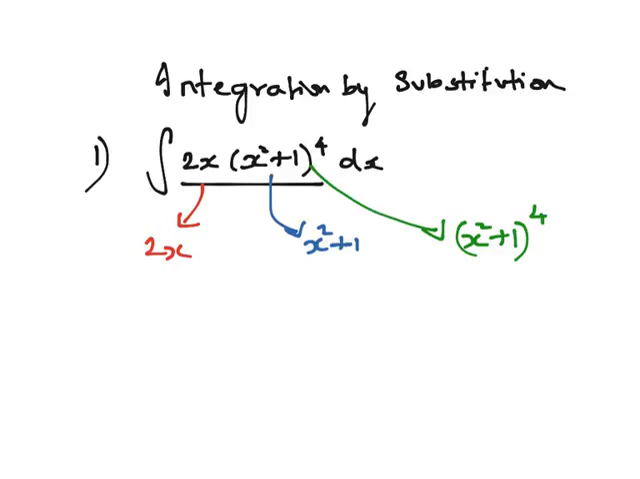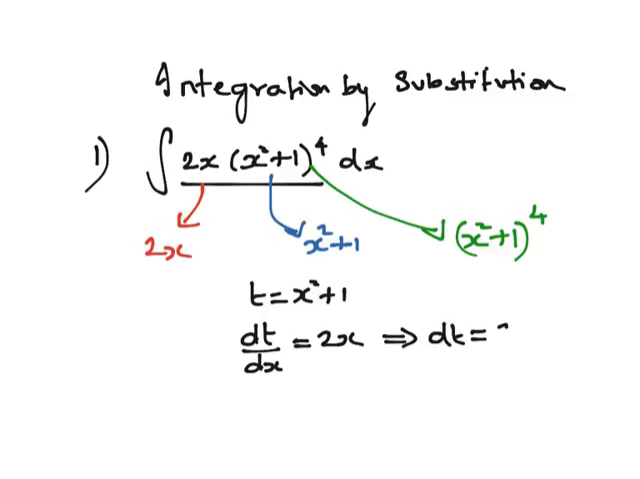Now I'm going to take one of these three functions as a variable t. In this case, I'm going to take the second function, x squared plus 1, as t. I'll tell you why. So t equal to x squared plus 1. Now if I differentiate this function with respect to x, I'll get dt by dx equal to 2x, which can be written as dt equal to 2x dx.